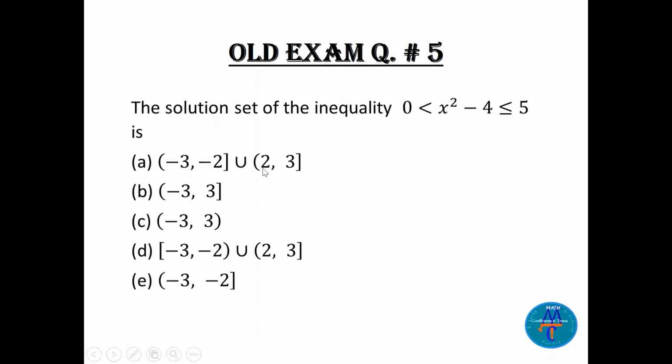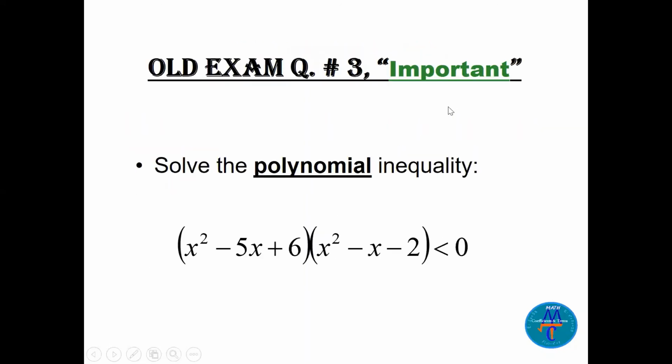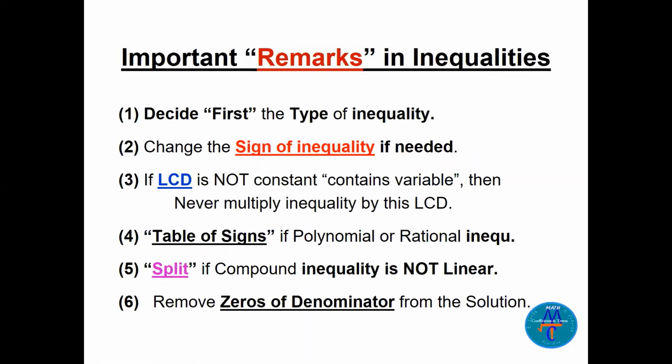Number 5, look here. The solution set of the inequality 0 less than x squared minus 4 less than or equal to 5. What is this now? Compound, and it's a polynomial or quadratic. So this is not linear. So we go now here back to split. See, split if the compound inequality is not linear. If it is linear, we know how to do it. There are many examples there.